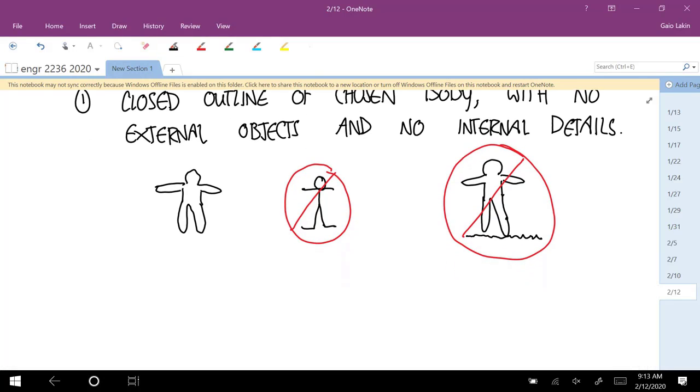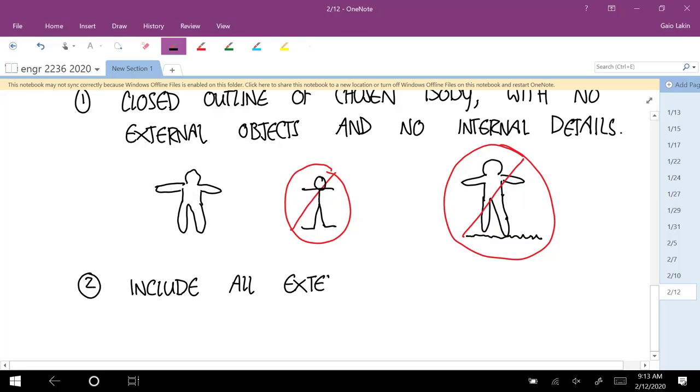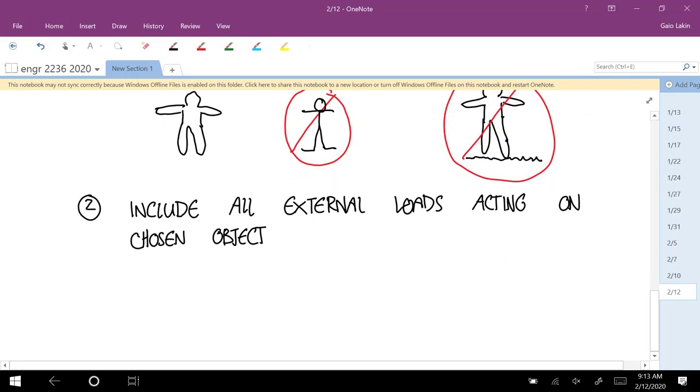And then in addition to the closed outline, include all external loads acting on the chosen object. And I'm going to break this up into two possibilities. One is that you know the direction of the load.